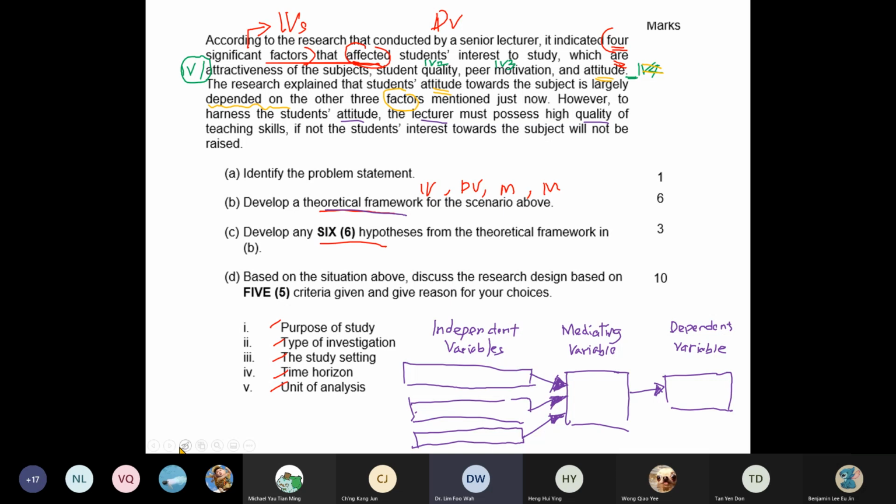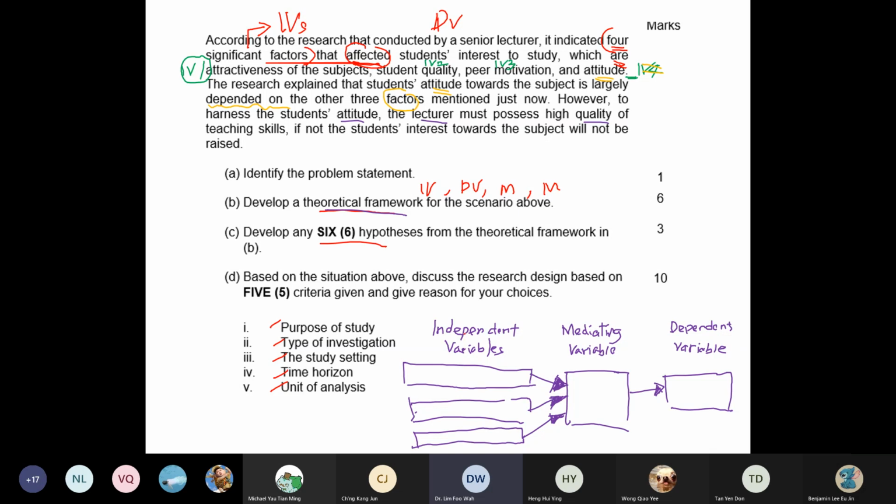Then, when you understand the concept, you develop a theoretical framework or research framework. According to the information that you have over here, you just plug in the variables that you have identified in your scenario into the framework here. Later, in another slide, I will show you the answer.